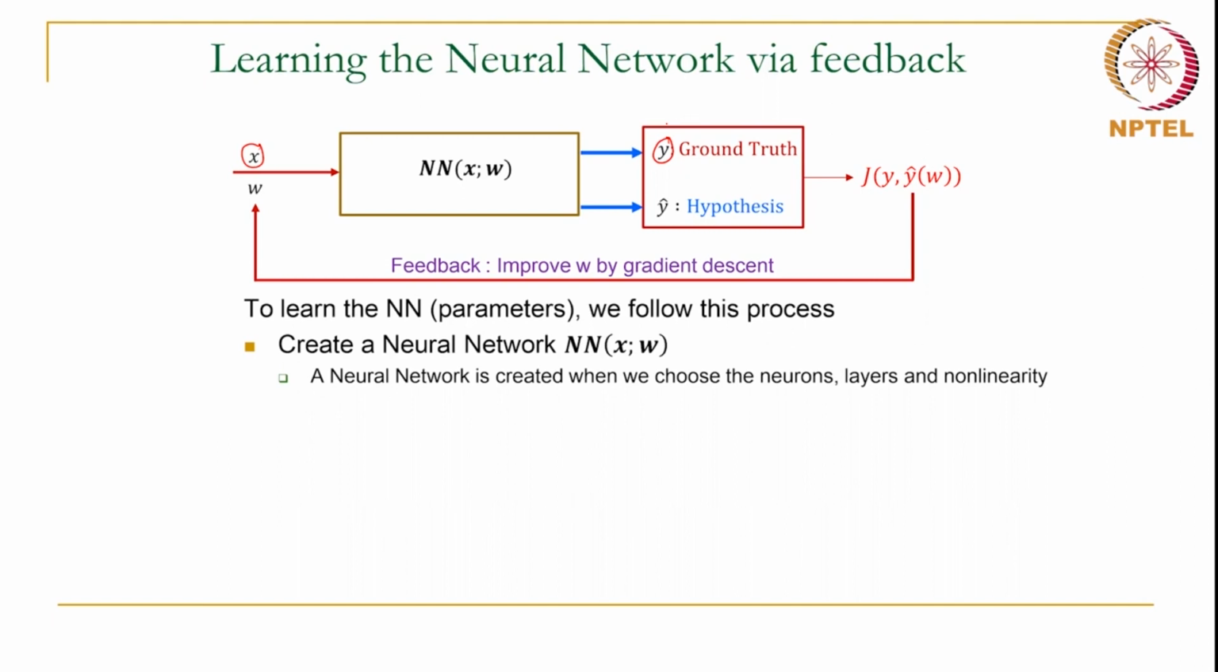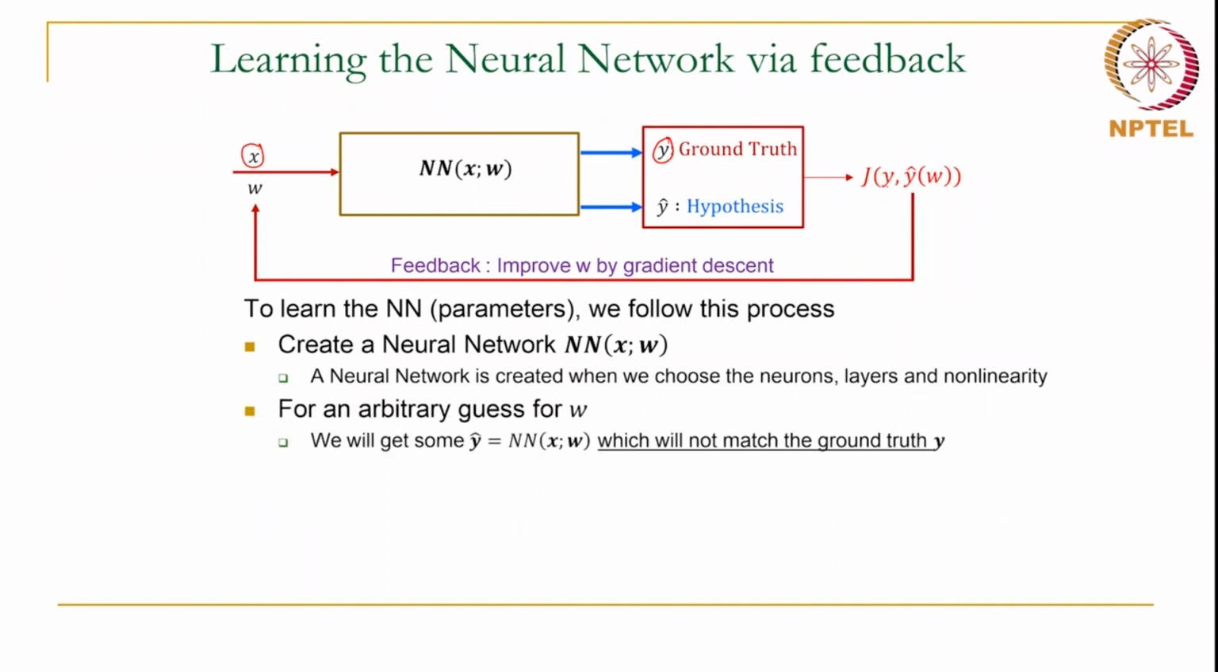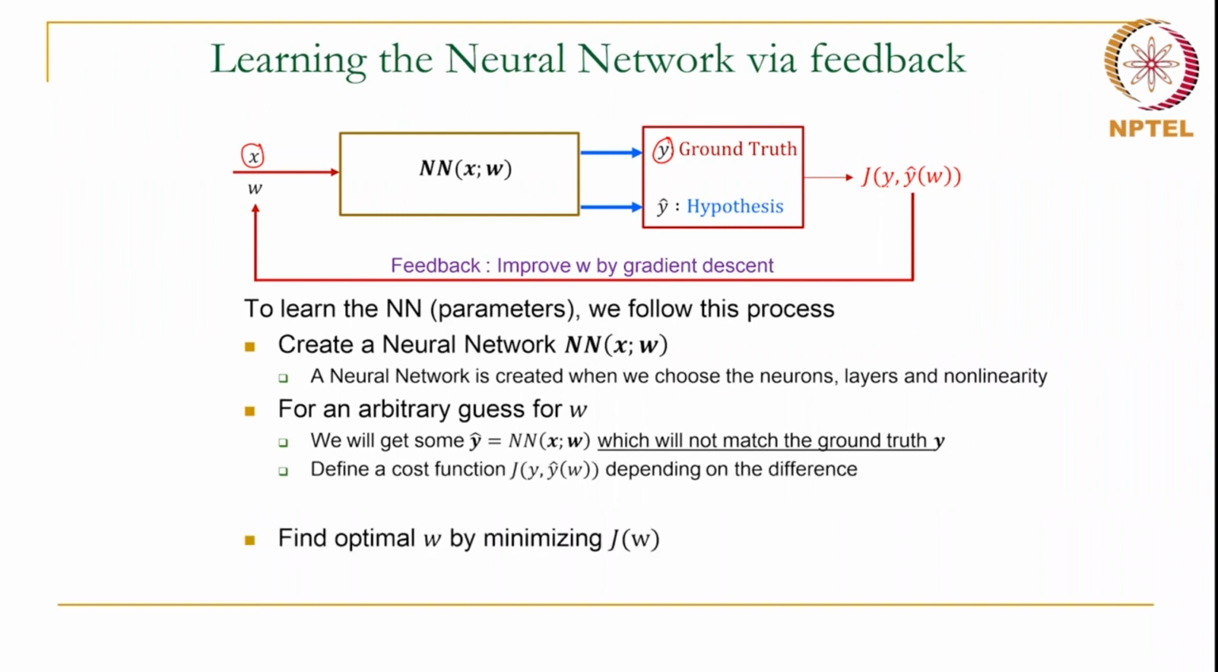Once you create the network, we already saw in a previous class, if you set W, you can always find out Y hat, and that Y hat and Y in general will not match. So this gives a gap, which we call the cost function, J. So for an arbitrary guess, we have a cost function. What we do basically is to solve an inverse problem and say, okay, what W will minimize this gap, or minimize this J. And this is the feedback process.